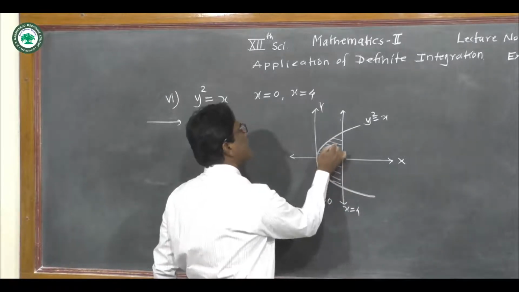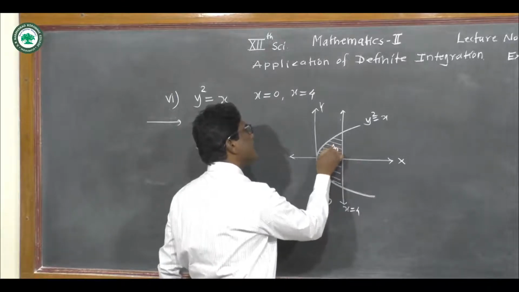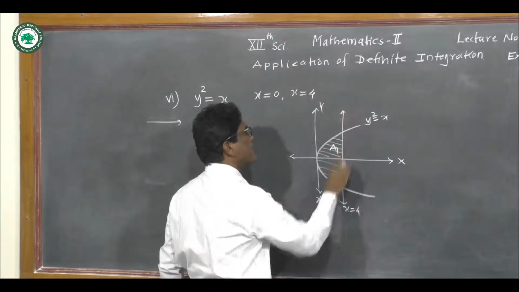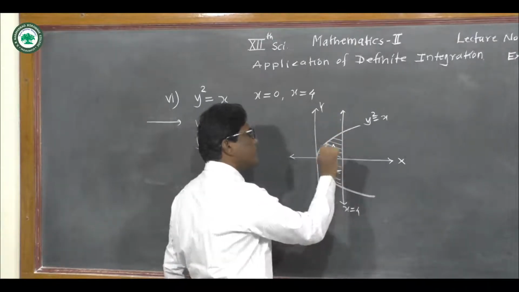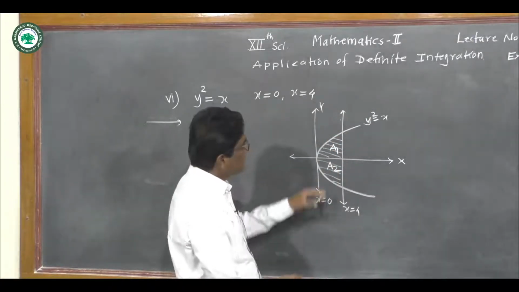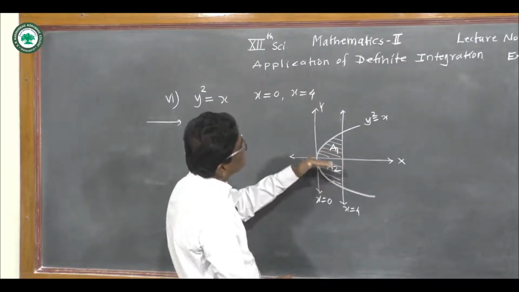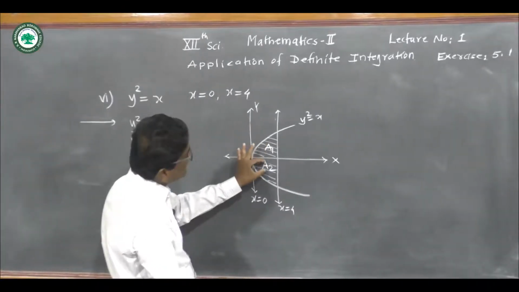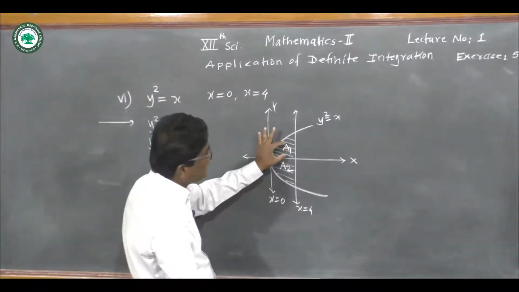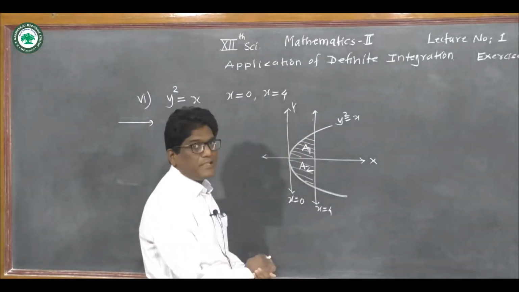We call this as A1, this as A1 in the first quadrant. Area in the first quadrant A1, and area in the second quadrant we call it as A2. Means we have to find this total area, shaded region. So firstly we find the area A1 and area A2 are the same. So find out area A1 and take its double, which is the required area.